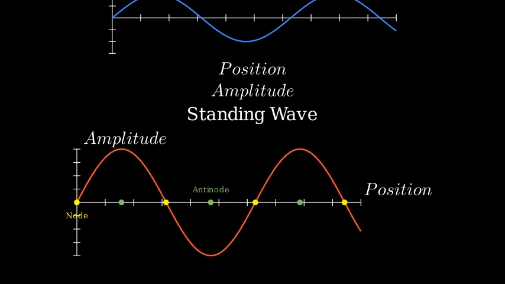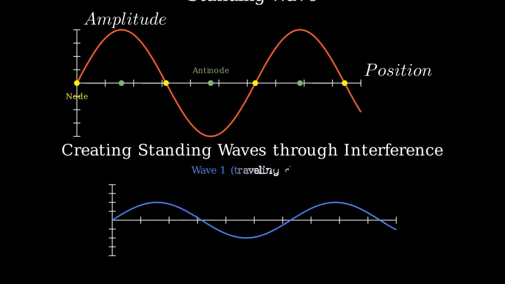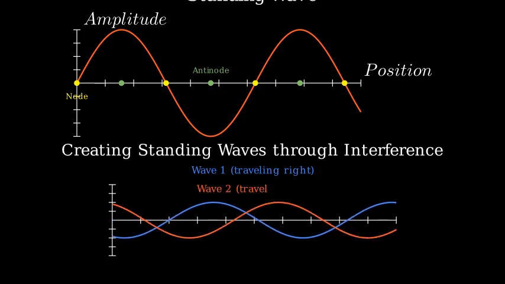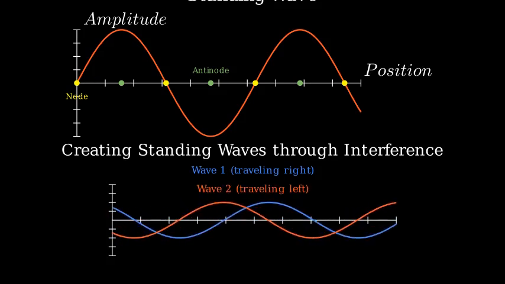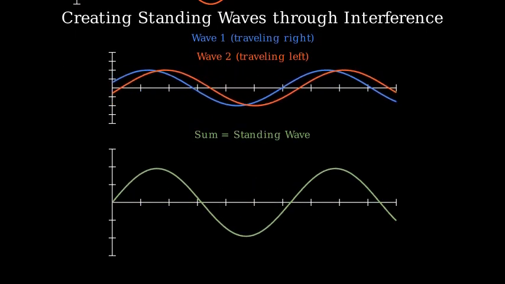Let's see how the interference of two traveling waves creates a standing wave. We'll start with one wave traveling to the right. Now, let's add another identical wave traveling to the left. When we add these two waves together, the result is our standing wave.